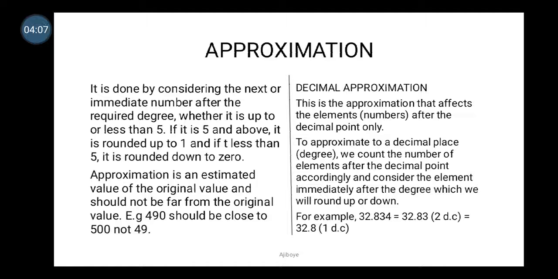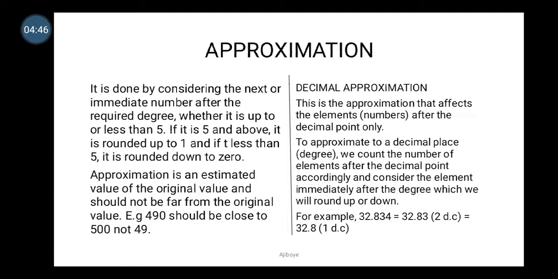Decimal approximation. This is the approximation that affects the elements or numbers after the decimal point only. So when you're asked to approximate to the nearest decimal places, you are only considering the number of digits after the decimal point. Watch my word. Number of digits, not number of figures. Number of digits after the decimal point. Zeros included. Okay? So when you're asked to approximate to the nearest decimal places, you watch out for the number of digits after the decimal point.